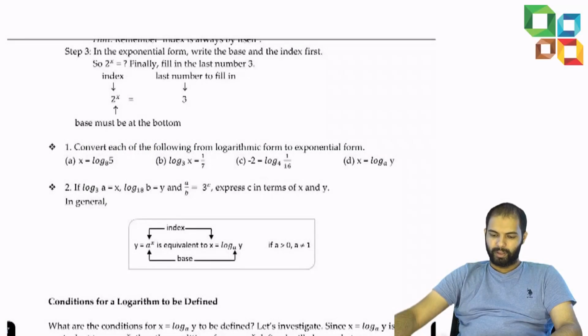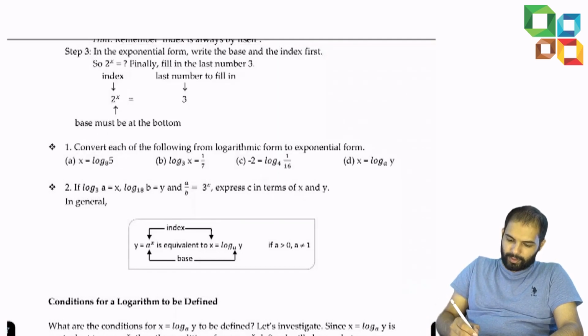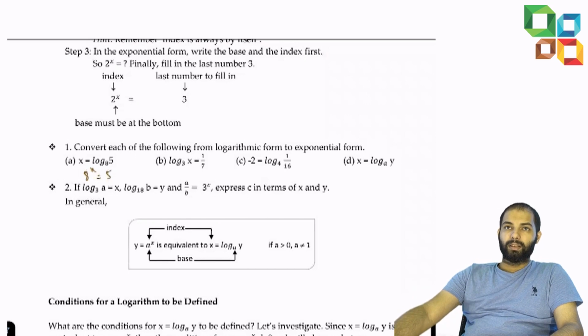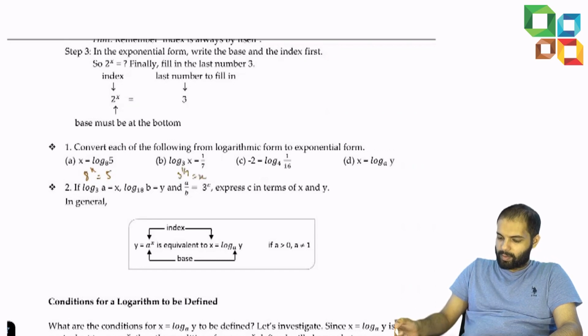Can you answer these four? What's the answer? 8 raised to x is equal to 5. 3 raised to 1 by 7 is equal to x. 4 raised to negative 2 is 1 by 16. These all are true, right? You can even cross check. What is the last part?